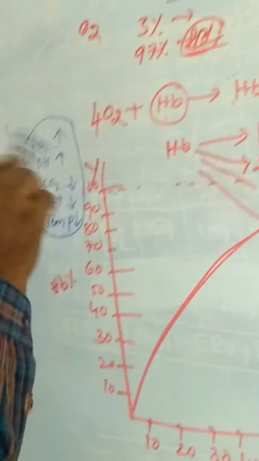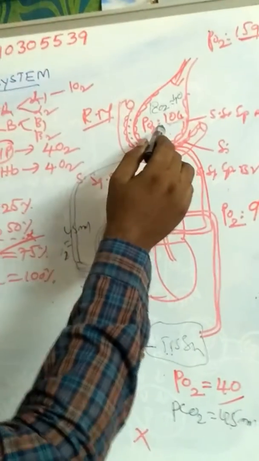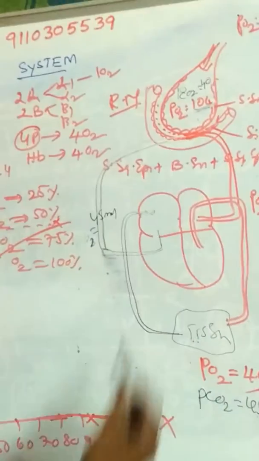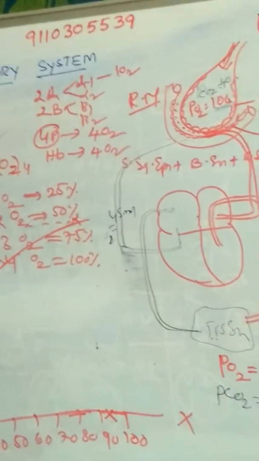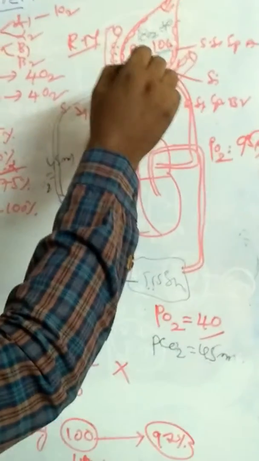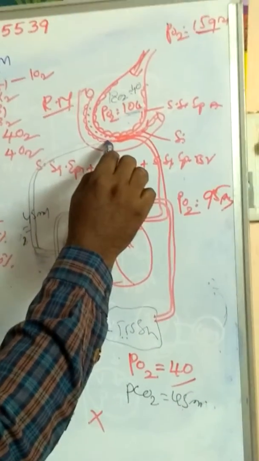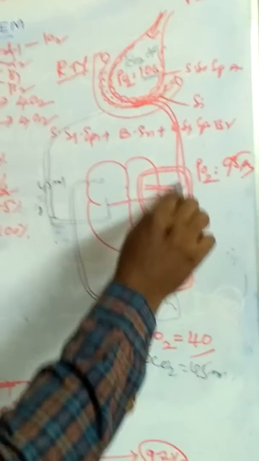Under these conditions, oxygen combines with the hemoglobin. In the lungs, the partial pressure of O2 is high, that is 104. Oxygen combines with the hemoglobin and forms oxyhemoglobin. Oxygen is in the form of oxyhemoglobin.